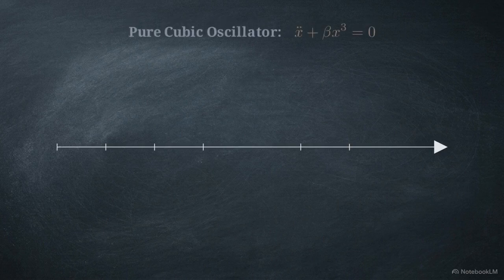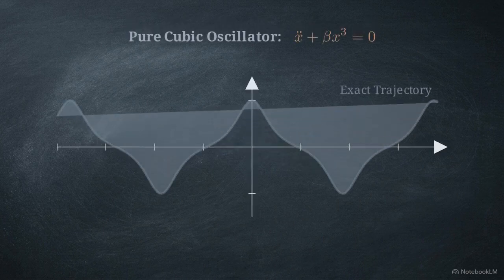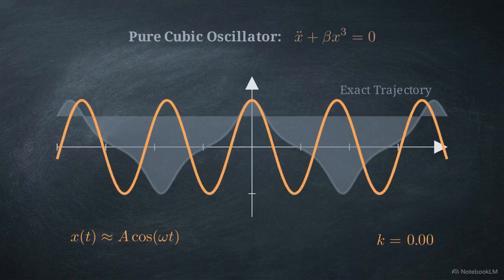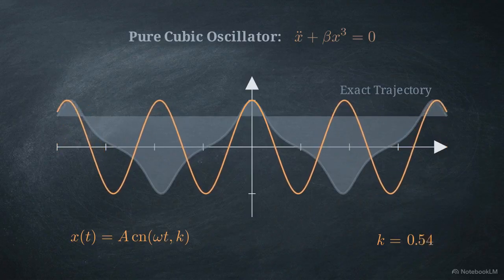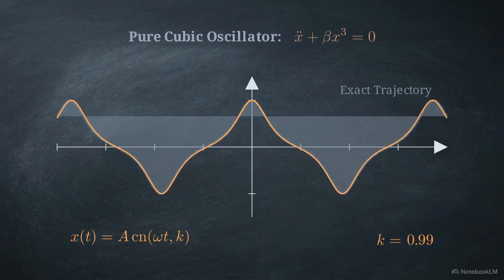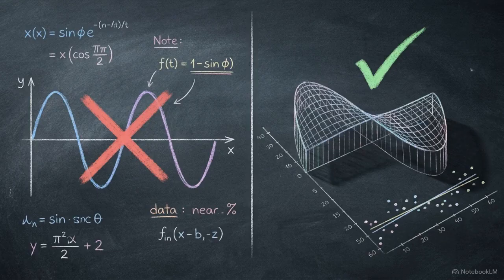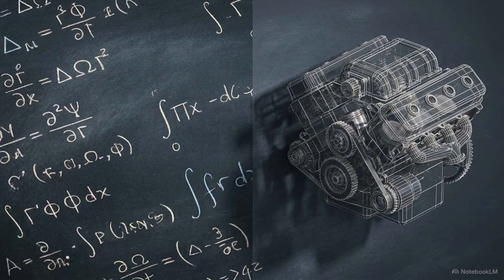For a pure cubic oscillator lacking linear stiffness, standard harmonic balance fails as amplitude increases. Instead, we use the elliptic balance method, employing Jacobian elliptic functions. Adjusting the modulus k warps the function's shape, locking perfectly onto the exact nonlinear dynamics. For systems driven by strong nonlinear physical forces, abandoning standard trigonometry for elliptic functions is the only method that retains true analytical accuracy.